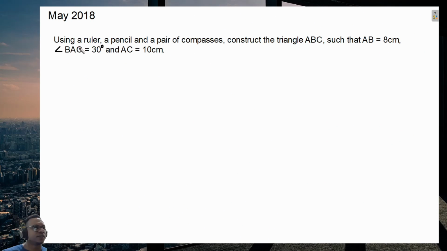In this question, we are asked to use a ruler, pencil, and a pair of compasses to construct the triangle ABC, such that AB is 8 centimeters. This is angle BAC, so we know that the vertex of the angle would be located at the letter in the middle. So the angle at A is 30 degrees. And then we have AC is equal to 10 centimeters. So here we have two sides and one angle.